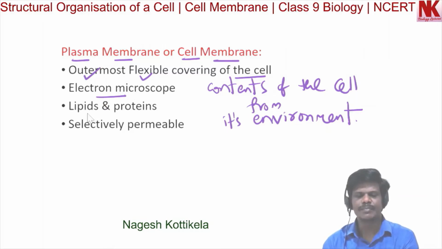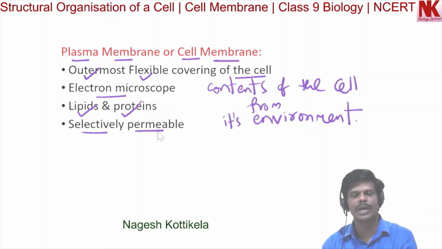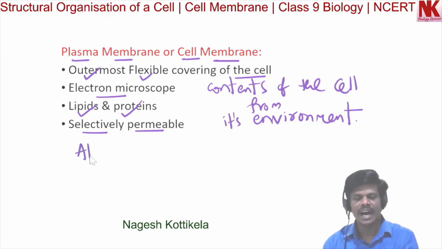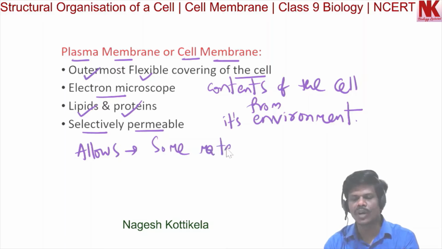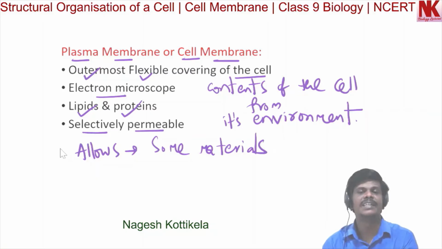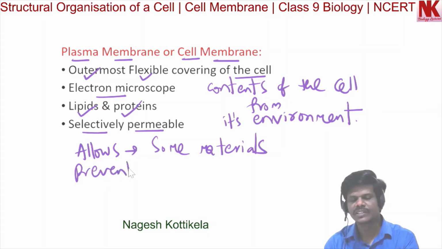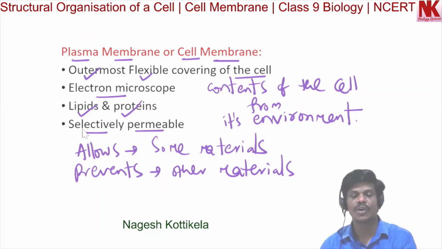Cell membrane is made up of lipids and proteins. Okay, and it is also called selectively permeable membrane because it allows the entry and exit of some materials only, and it prevents the entry and exit of other materials. Okay, so because of this it is called selectively permeable membrane, one of the important concepts.